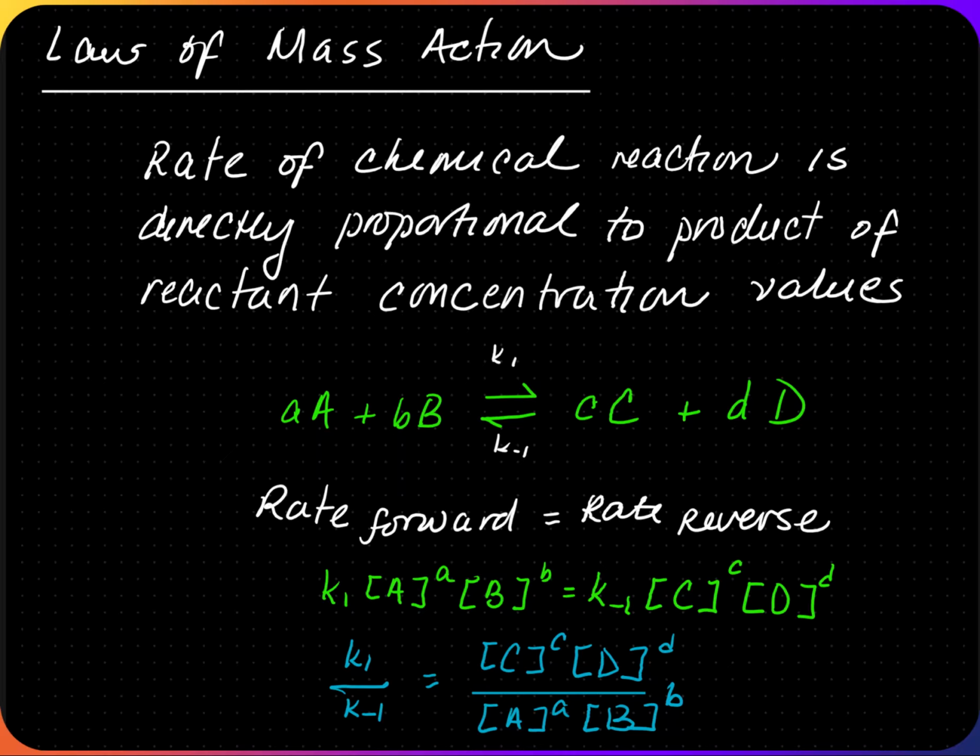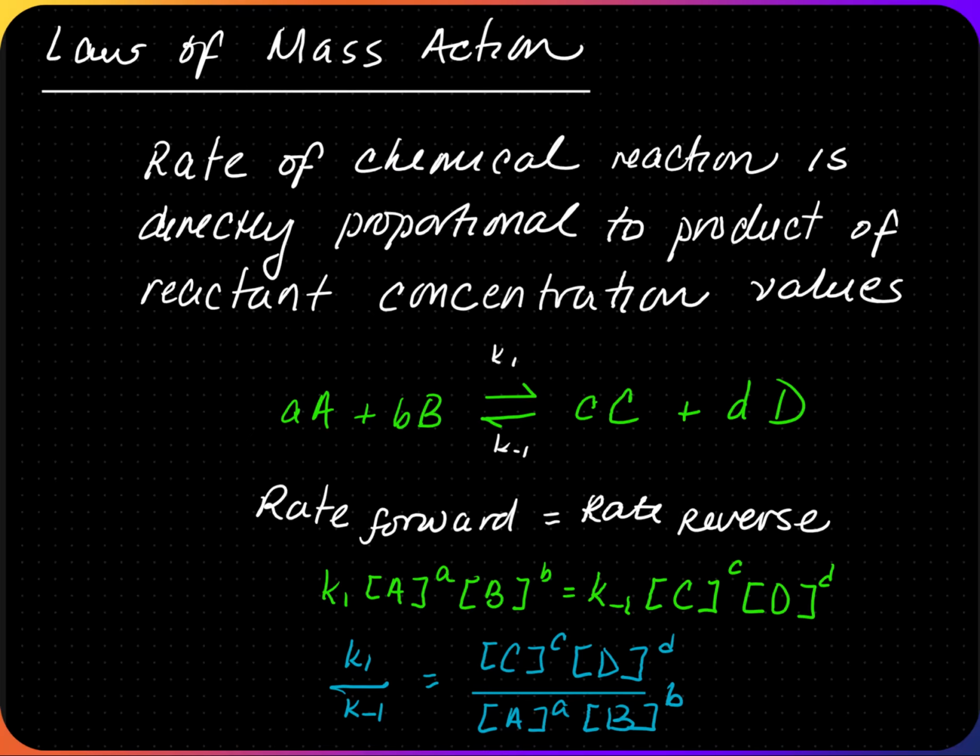So the rate forward will equal the rate reverse. If I write my equation, it will be k1 [A] to the a, [B] to the b power, equals the reverse rate, which is k-1 times [C] to the c power, [D] to the d power. So if I rearrange this equation, isolating all the rate constants to one side and moving all the reactants and products to the opposite side, you get the following equation. k1 over k-1.